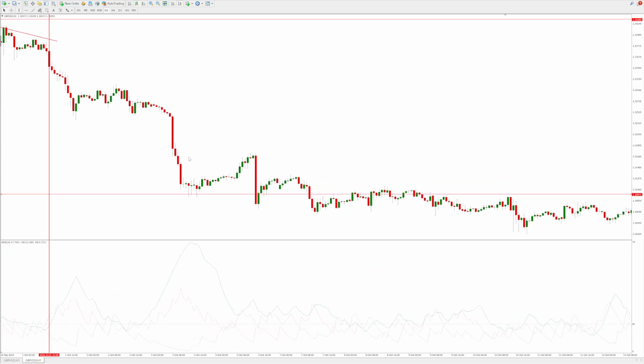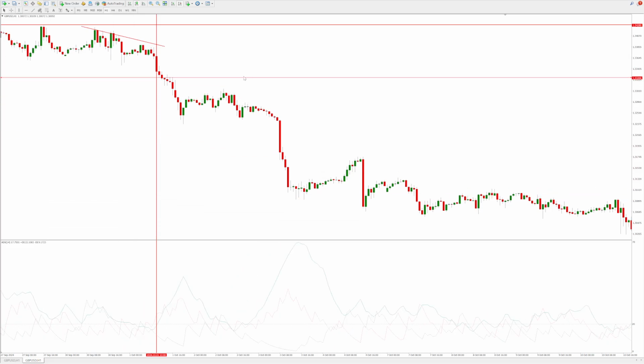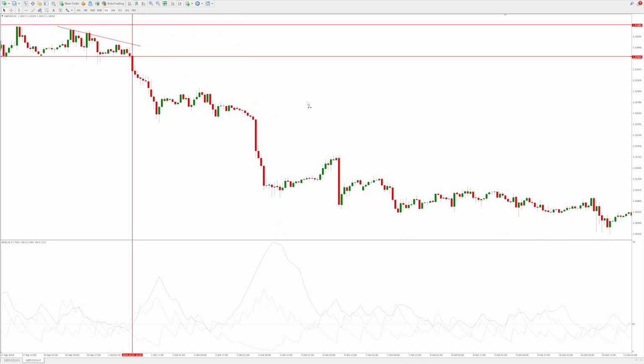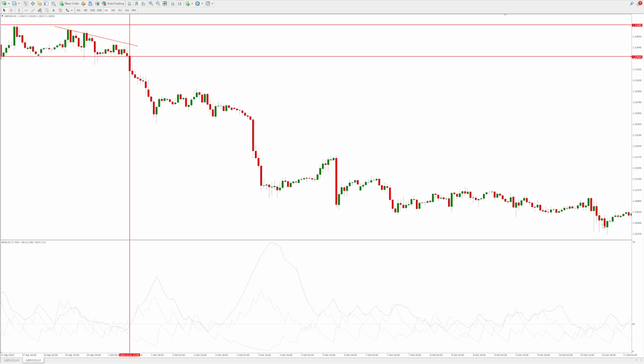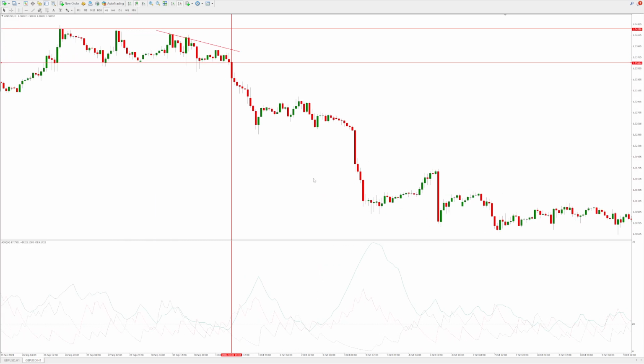Anyway, you can also close part of the position on the way down, so you don't necessarily have to just leave your whole position open until it all gets closed. You can take part profit here, part profit there. It just depends on your own money management.